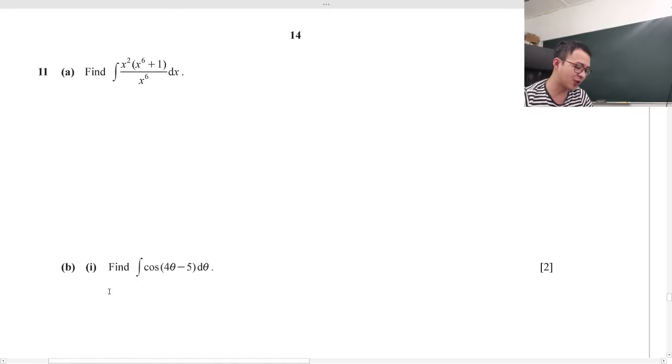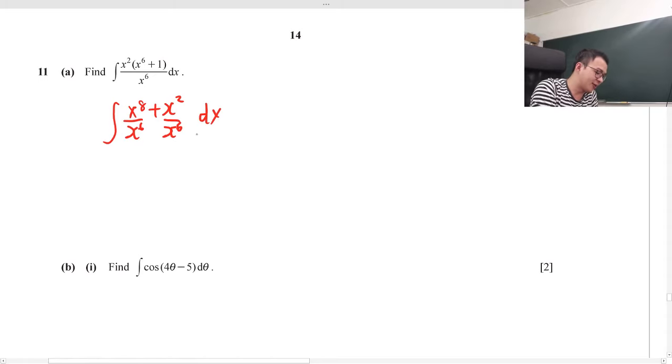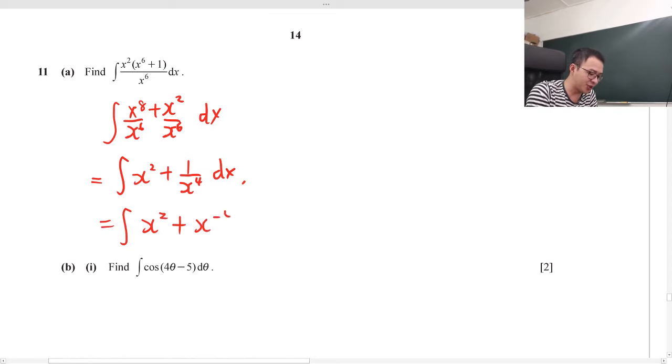Alright, finally we go to the last question here. This integration you can't do straight away because it looks very complicated, but you just need to simplify it. This is x to the power 8 plus x squared over x to the power 6. So I simplified it, and this gives me the integral of x squared plus 1 over x to the power 4 dx. If you are still not able to do this, you better change this one to x to the power -4. Then I will start doing here. This one is x cubed over 3 plus x to the power -3 over -3 plus c.